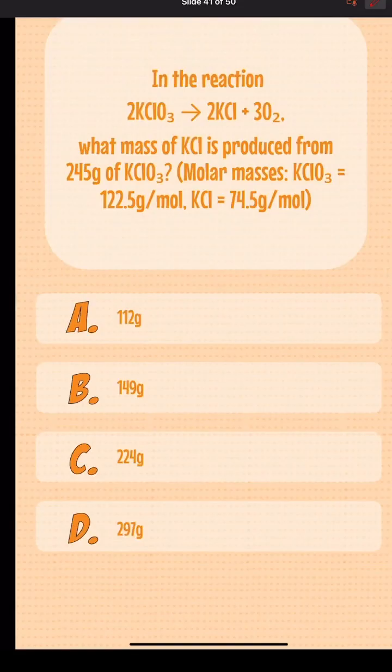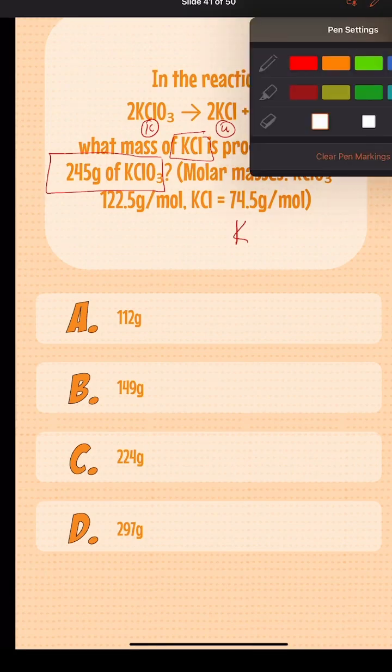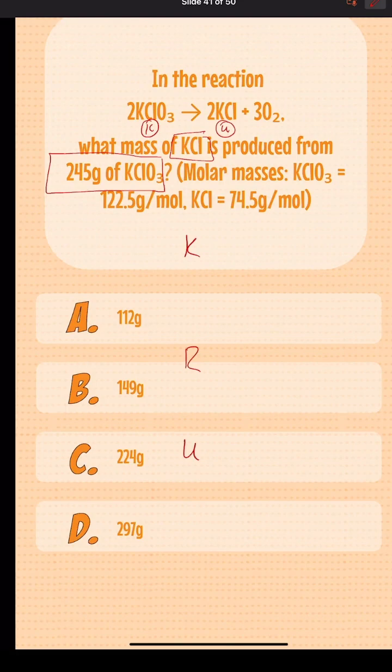Let's try another one. What is the mass of KCl produced from 245 g of KClO3? Known and unknown. What's our known here? Our known is KClO3, so we'll mark that with a K. Our unknown: what mass of KCl is formed? This calculation is hopefully easier. That's our unknown. Remember our 3 steps. Let me give myself a bit more space this time. KRU.